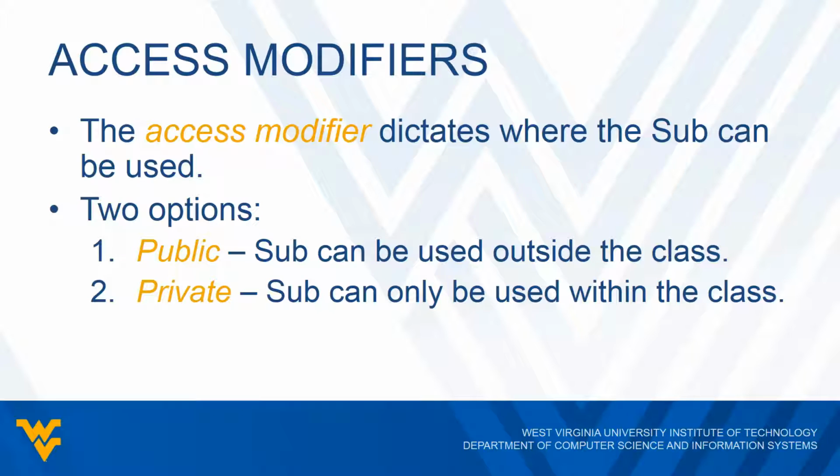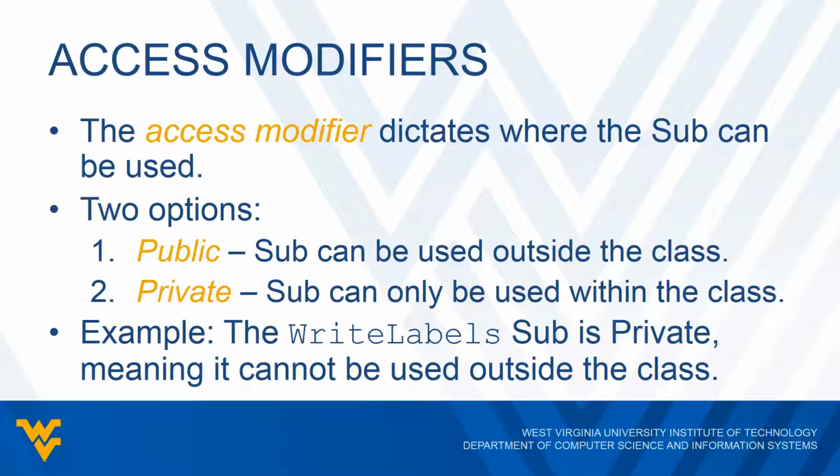In other words, no other class, or I should say objects of other classes, are allowed to access or call a private sub. So if we go back to our write labels example, the sub that we had just before, we saw that the access modifier for it was private, which means it cannot be used outside of that particular class. It can only be used within that class.